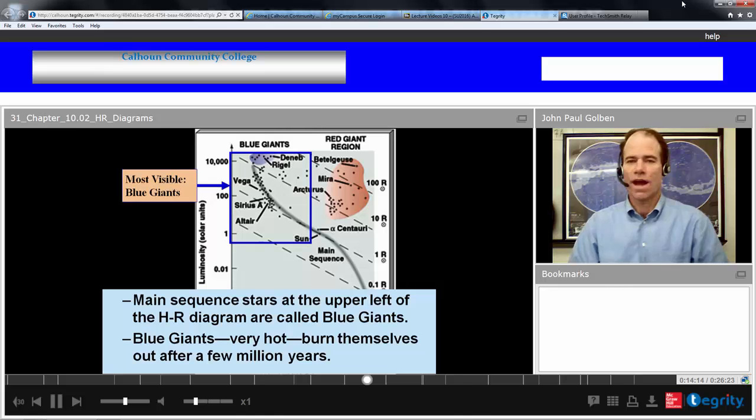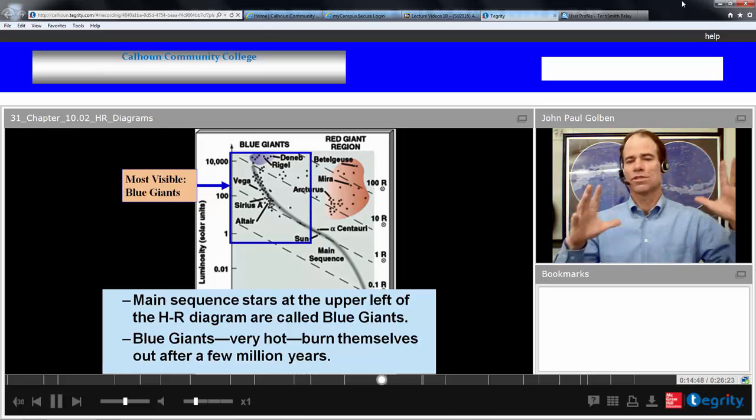Blue giants are very hot, very luminous, and because they're main sequence stars, they are burning hydrogen into helium, but they're doing it very fast, and so they're going to burn themselves out much faster than, say, our own sun, and in fact, much faster, definitely, than the red dwarfs. So they're going to burn themselves out after a few million years and become older stars after that, while our sun is burning its fuel for another 5 billion years. So even though the blue giants are much brighter and very luminous and easy to see, they won't be there quite as long as our own sun.